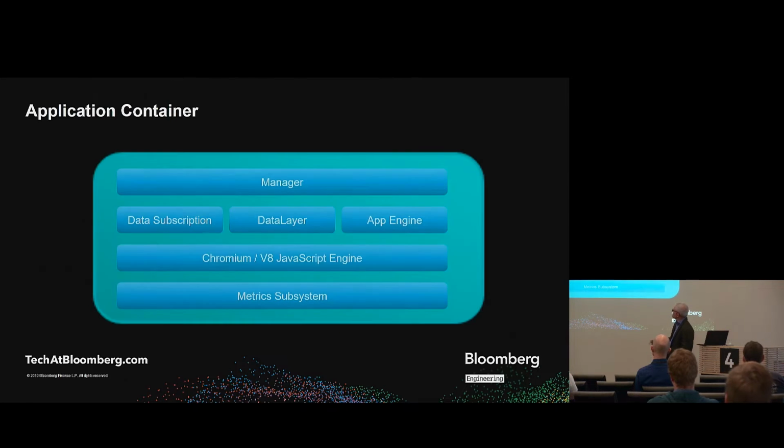So if we dive a little bit deeper, what do we find inside one of these application container processes? There's obviously a management layer going on. Data subscription, as you might imagine. There's going to be this thing called the data layer, which I'm going to dive into in a moment. An application engine, and then beneath that, underpinning all of this, we have the embedded Chromium subsystem, which comprises the browser core and the V8 JavaScript engine. Beneath all this, which is really very much where my technology passion is, the metrics subsystem.